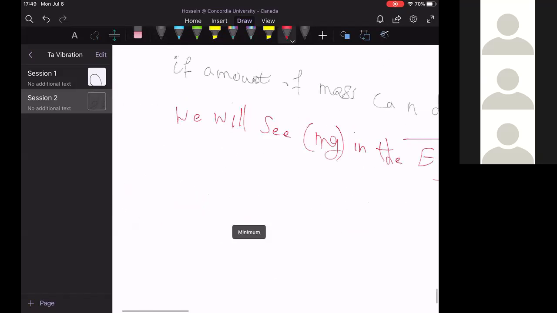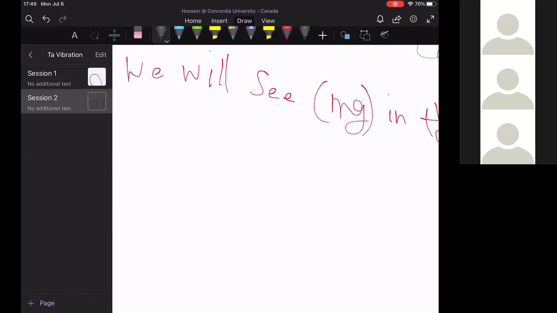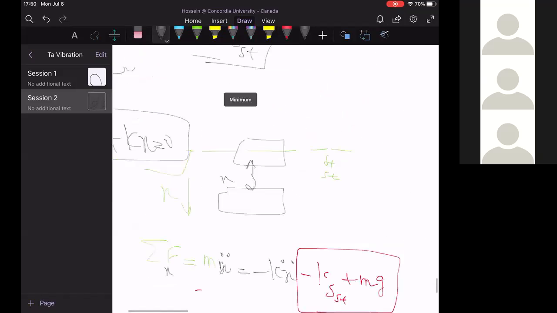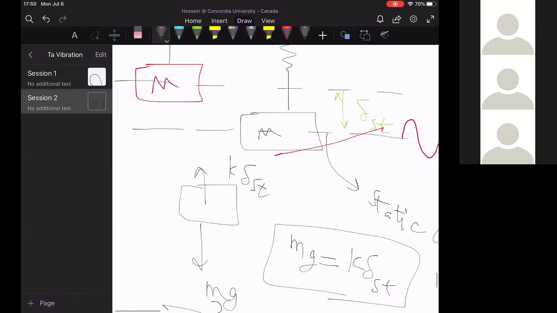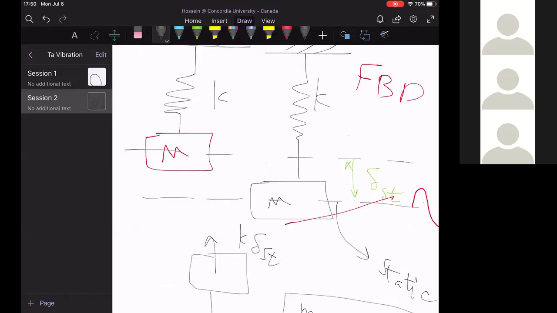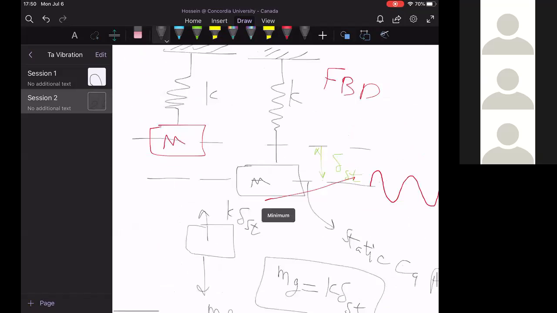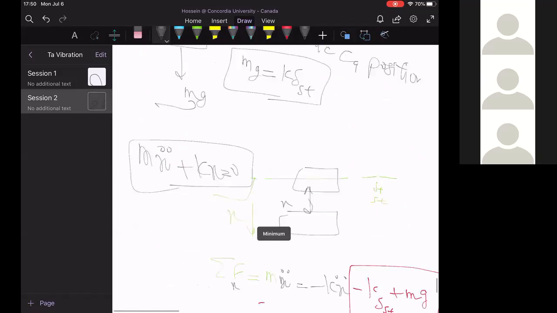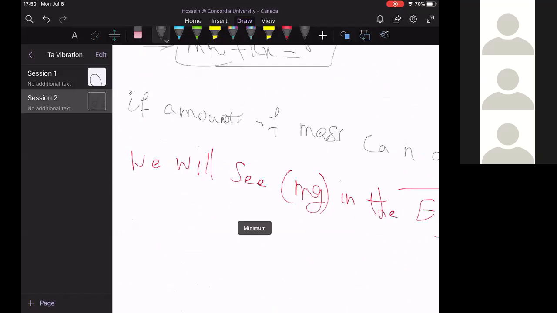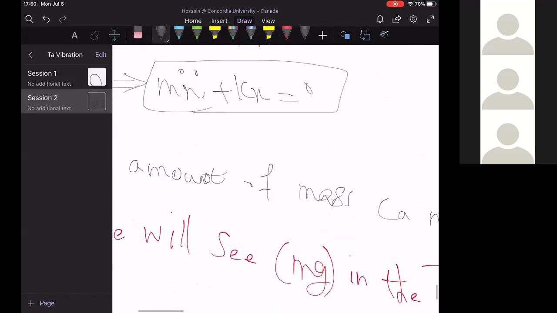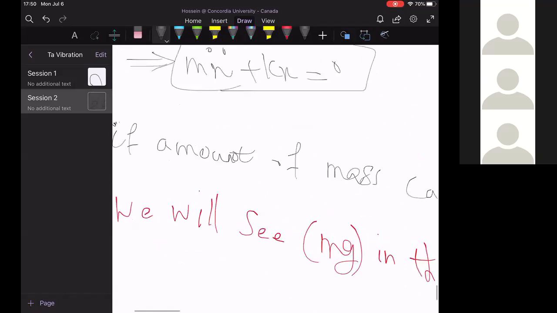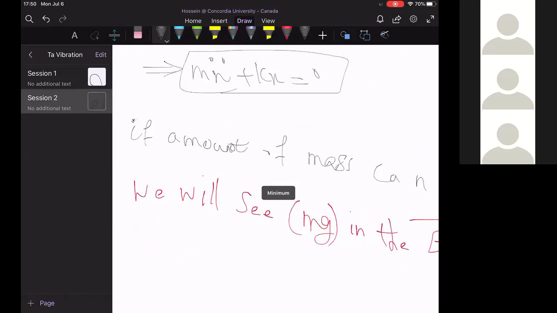Contrary, if like here we had, if I increase the mass, for example, from 5 kilogram to 10 kilogram, the static equilibrium position will be changed. This is just a quick note, quick hint, a trick. So just for double check, you are not supposed to see any mg here. If you see mg, you have to redo and check and do your calculation again.